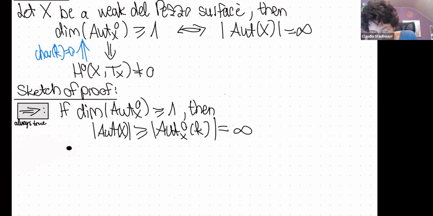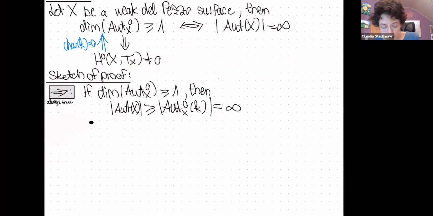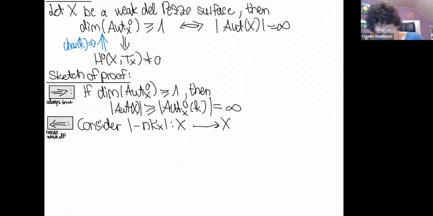Okay, and that proves this implication. Now let's have a look at the reverse implication, for which we really need that we're working with a weak del Pezzo surface. Because we want to consider the following morphism, induced by -nK_X for some n big enough, from X to some P^N. I denote its image by X_ac, which is the anti-canonical model of X.